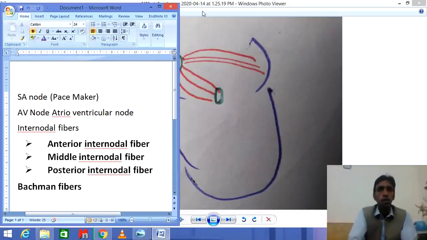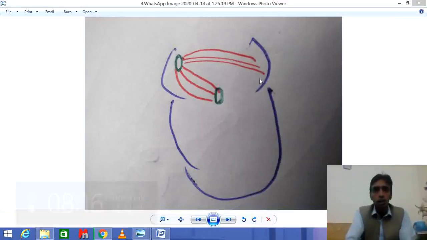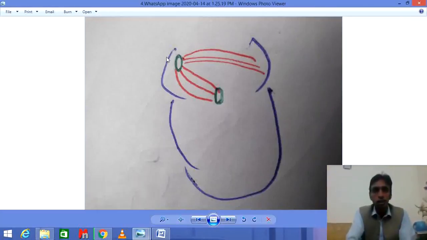Bachmann fibers. The Bachmann fibers are named after the scientist, and they give signal from the right atrium to the left atrium of the heart. Actually, the signal is generated in the SA node. The SA node is the pacemaker.